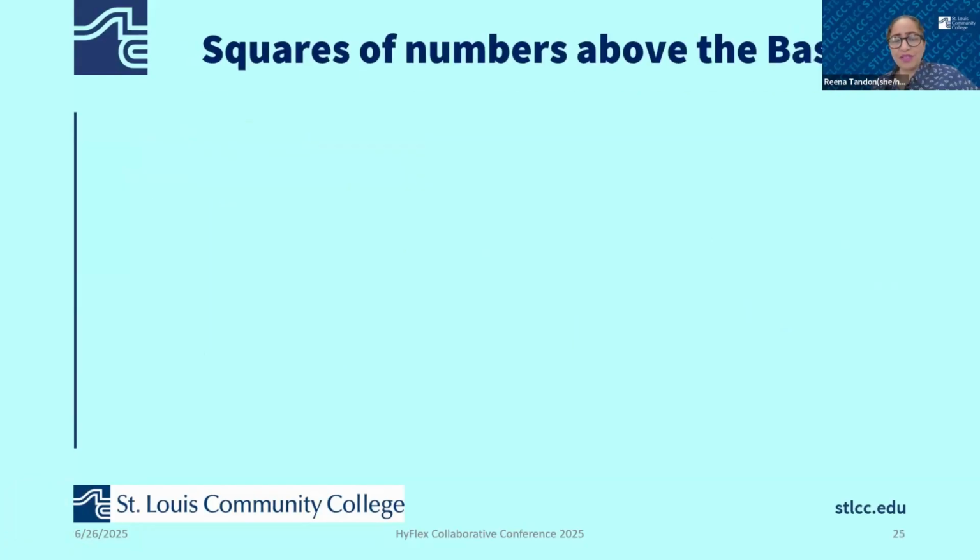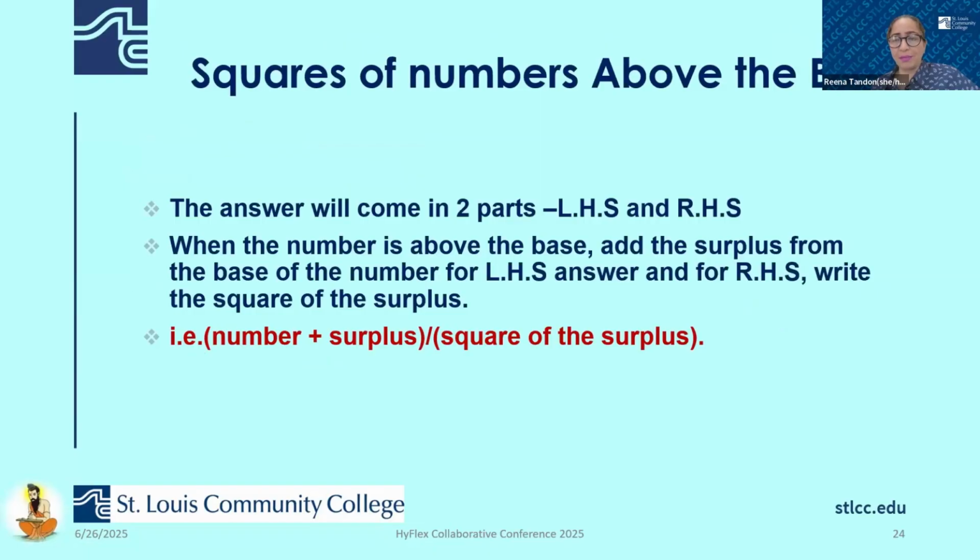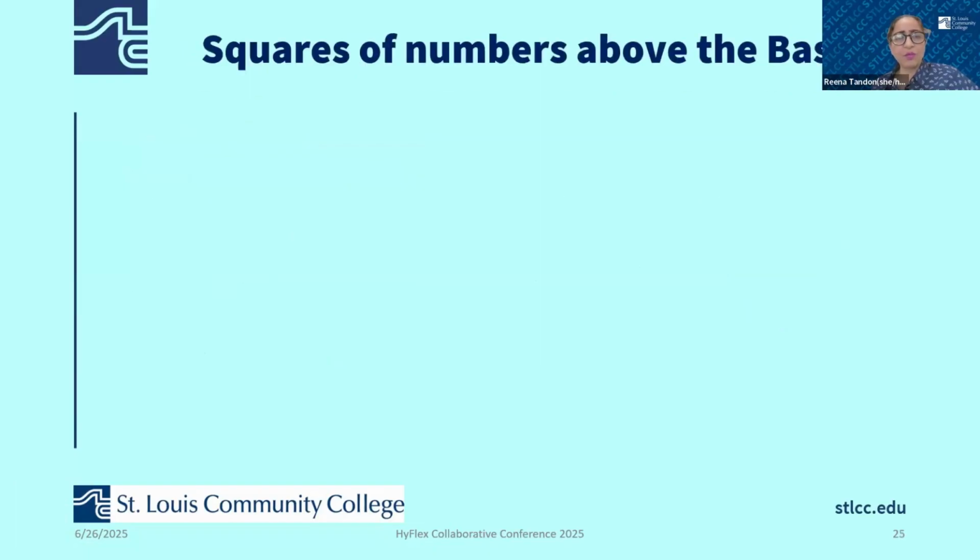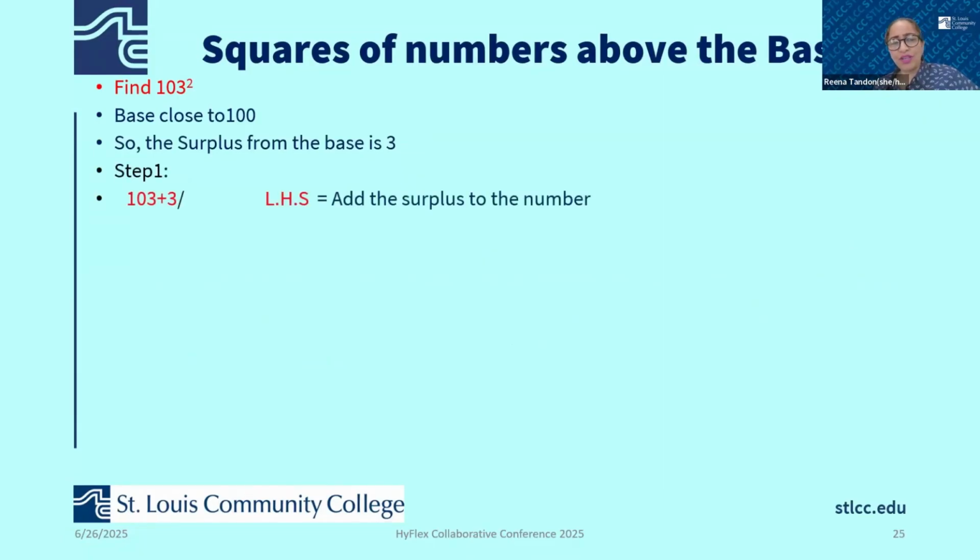If you have a surplus, meaning a number above 100, suppose 103, what do you do? Is it a deficiency or an increment, a number more than 100? How much do we have more than 100? That is 3, right? So the base is closest to 100, so we add 3. We add 3 to 103, so we get 106 on the left-hand side.